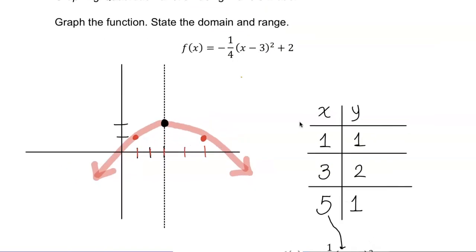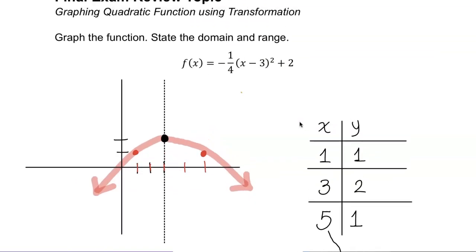So now let's do the last part. They want us to find the domain and range of this quadratic function. The domain of any quadratic function is always going to be all real, okay? There's no restriction on what kind of number can be squared, okay? So the domain is all real, but for the range we have to be careful. We can see that this is going down forever.